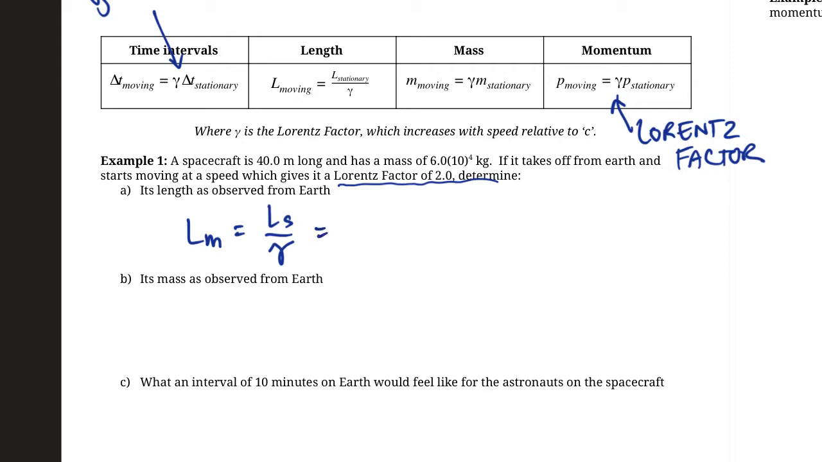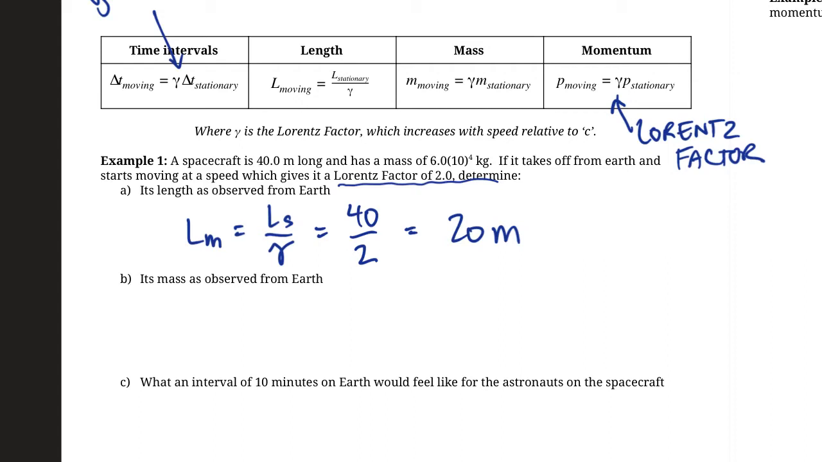So if we do this, all we need to do is the length of the spaceship, which is 40, divided by 2, which is our Lorentz factor, which gives us a length of 20. So we'd observe it basically contracting by a factor of 2. So it looks 20 meters long as it zooms by.